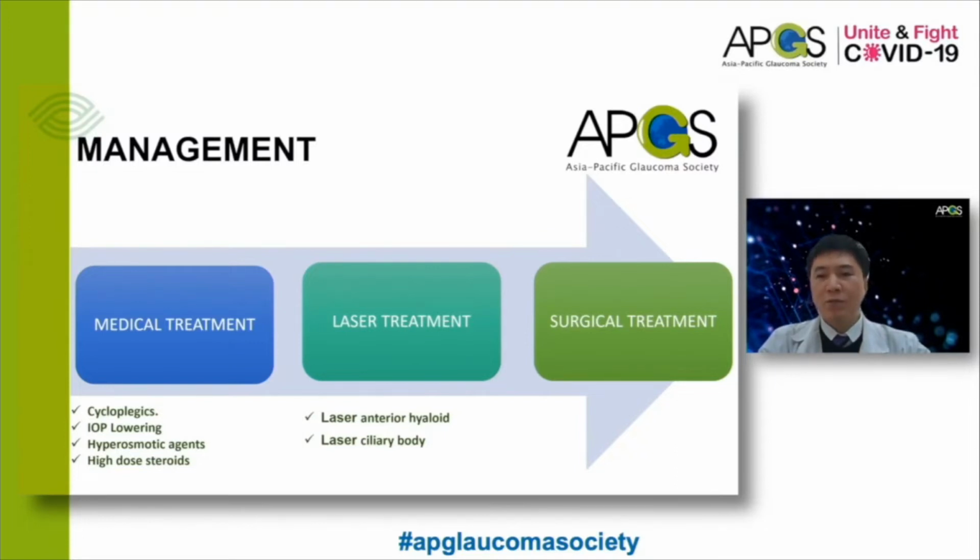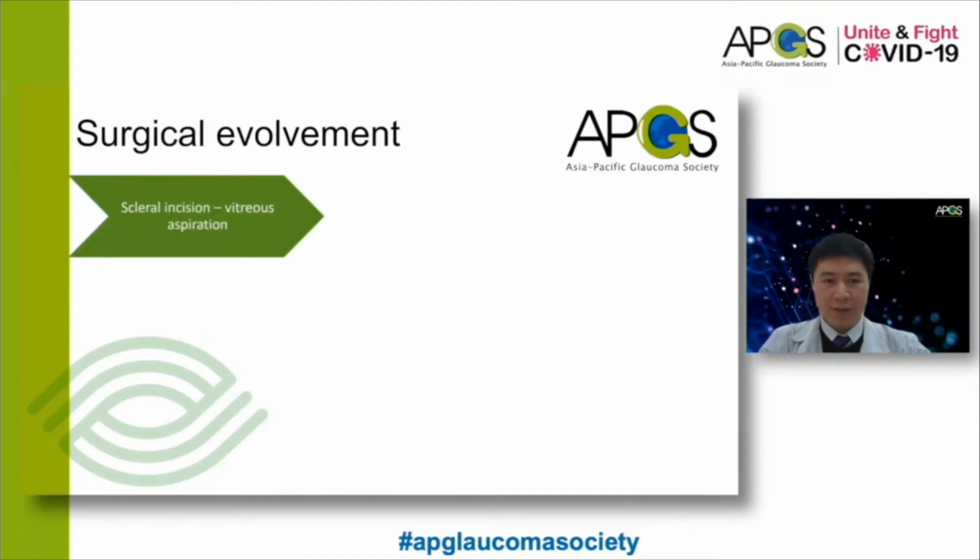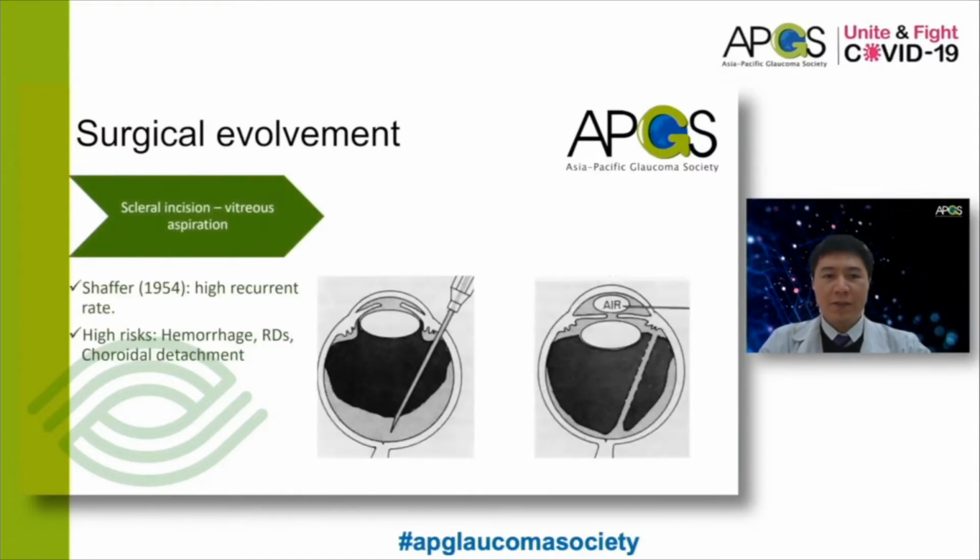And in most cases, we end up with surgical treatment. So for the surgical intervention, we have several approaches moving forward along the history. Firstly, Schaeffer in 1954 described a technique including spiral incision and vitreous aspiration, but he admitted that it had a high rate of recurrence, and of course a high risk of complications such as hemorrhage, retinal detachment, or choroidal detachment.